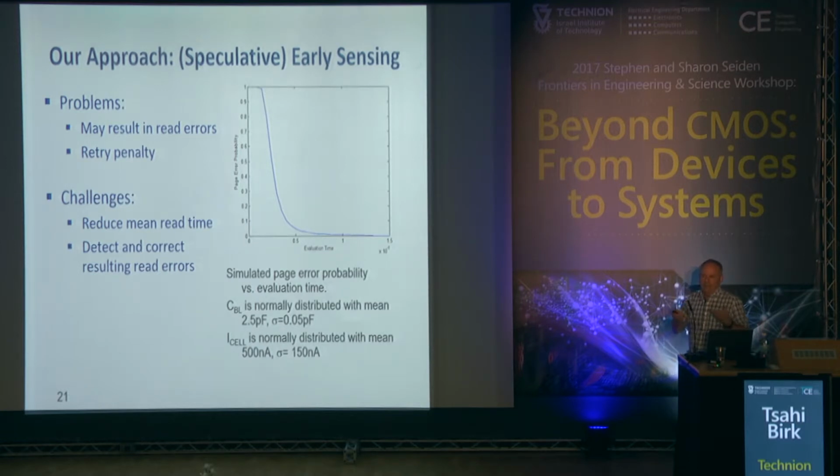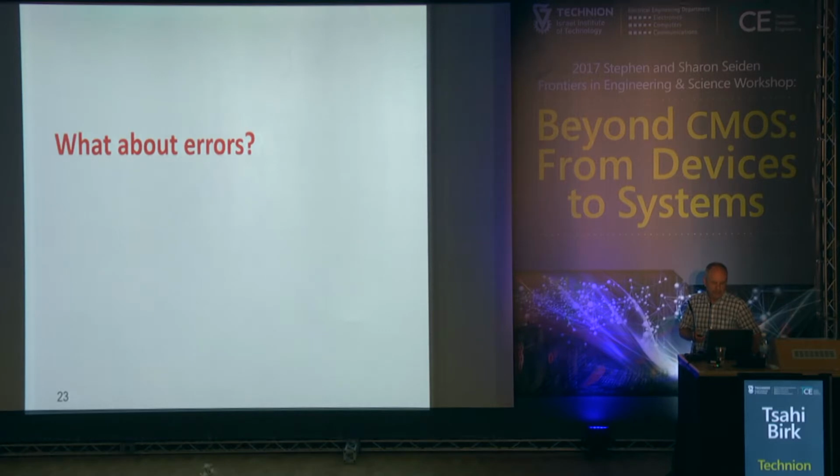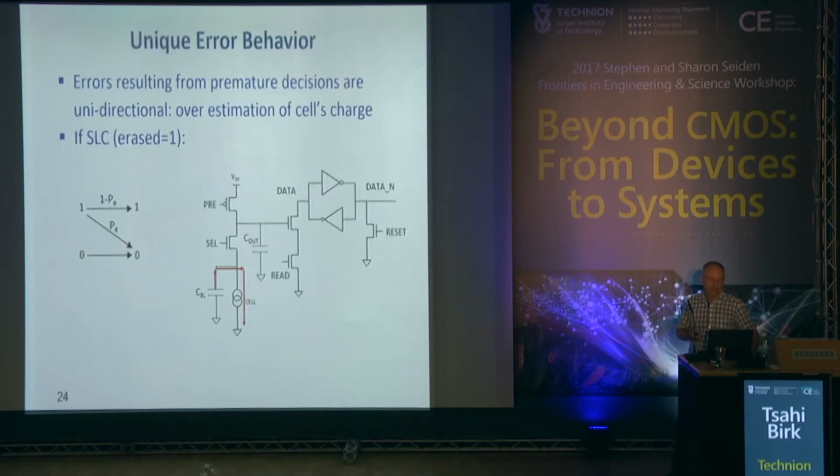Because with just signatures, any bits can flip and you don't know what's what. So here, the general scheme is very simple: we set an initial time, read. If we detect errors, we retry with a longer time. If everything's okay, we stay with that. We may in the background reduce the time. We can learn, quote unquote, study the chip over time, regions in the chip, etc. These are secondary optimizations. But the question is, what about errors?